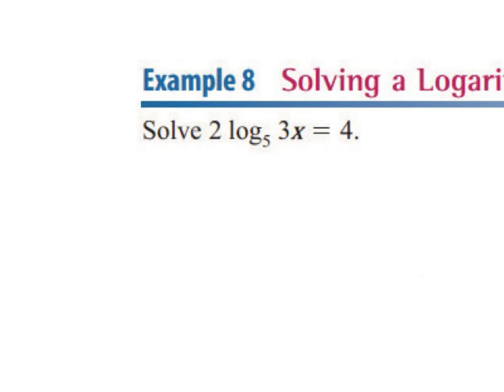All right, let's go. Let's isolate our log. Do you see how that 3x is stuck there? Okay, so it has to stay there. So in order to get log base 5 of 3x by itself, what do we do? Divide by 2. So I have log base 5 of 3x equals 4 divided by 2 is 2.